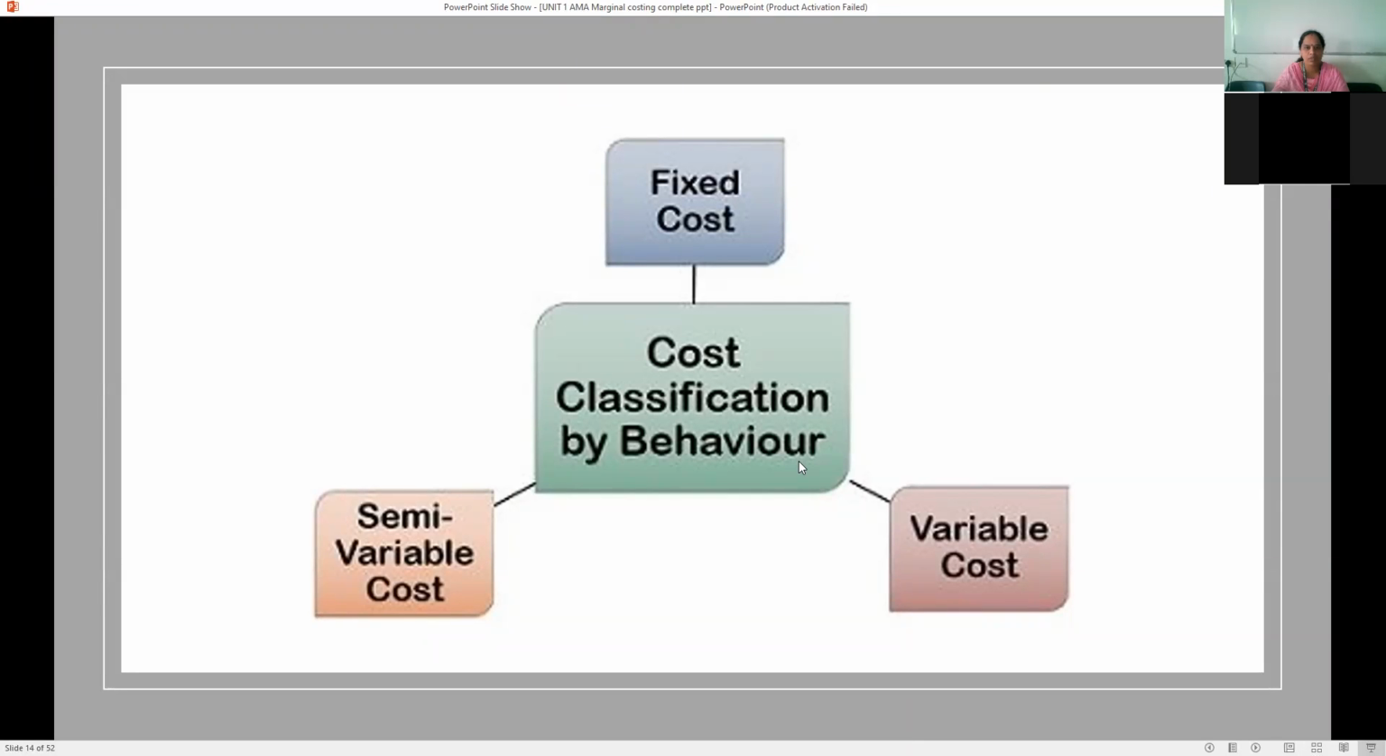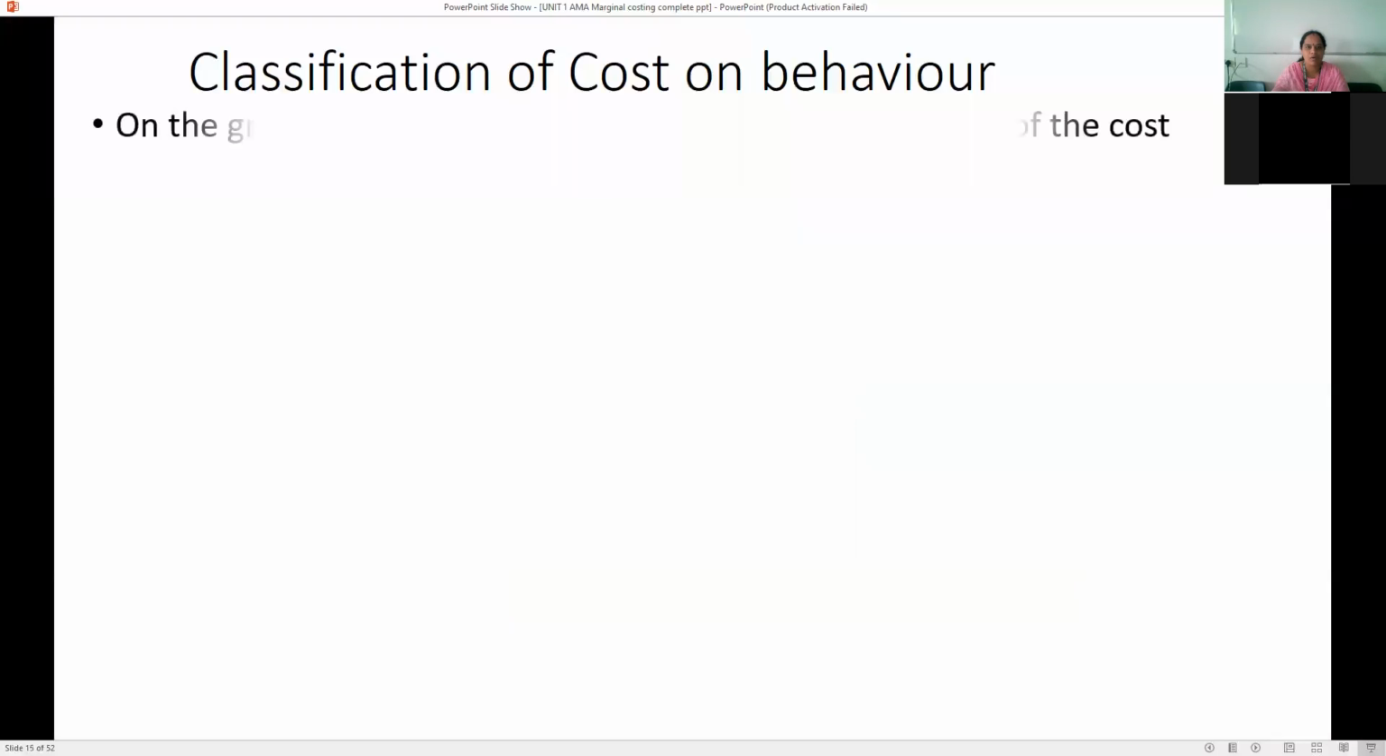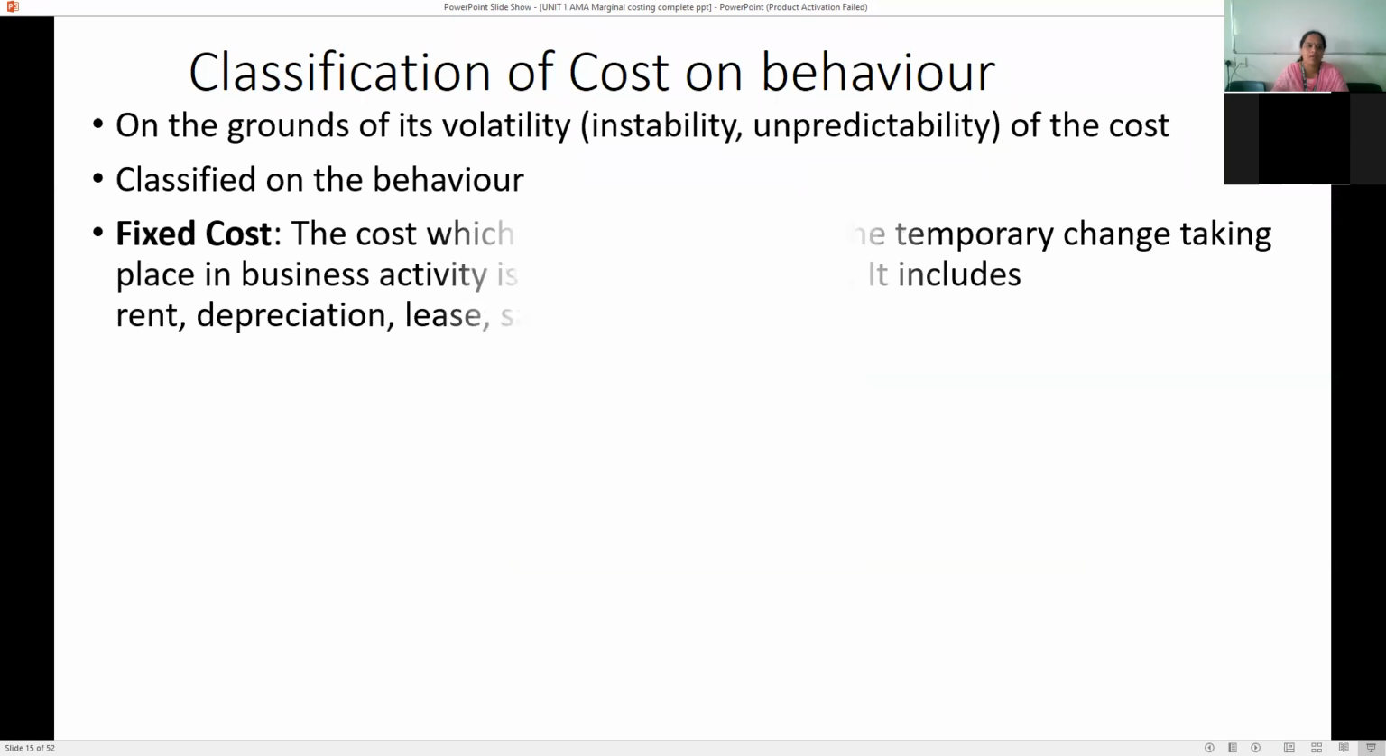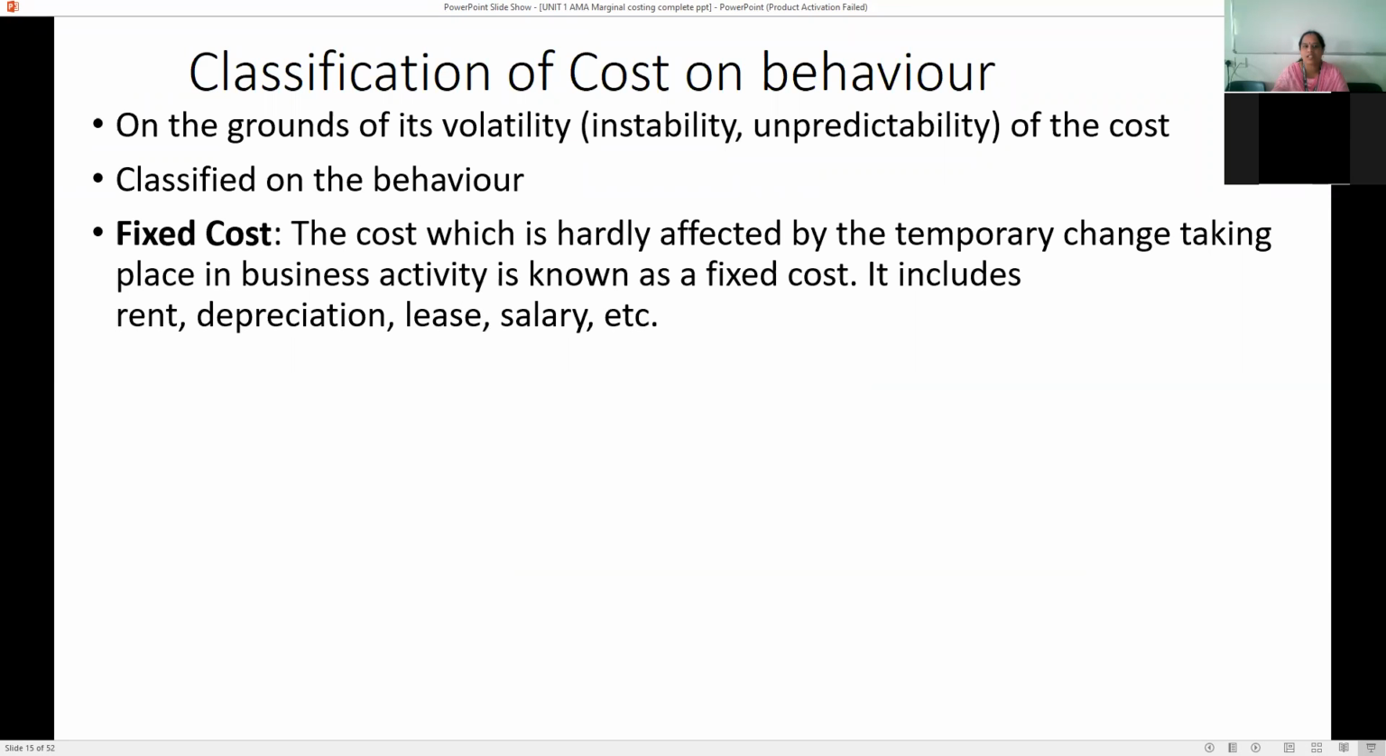Welcome back, students. Today we will be discussing the classification of cost based on behavior. How do we identify the behavior of cost? Based on the volatility of the cost, its instability or unpredictability, cost is classified based on behavior. We have three classifications of cost based on behavior: fixed cost, variable cost, and semi-variable cost.